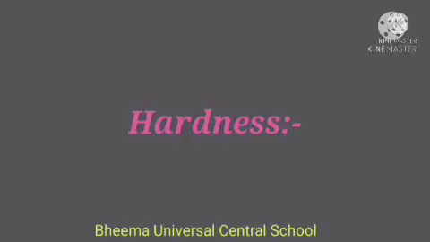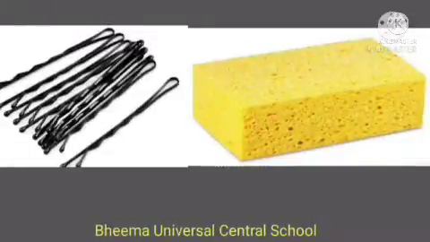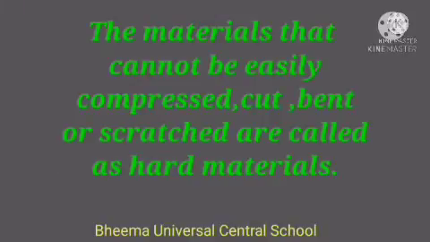Next is hardness. Look at the object and guess the following. Number 1. Which of the following substances can be pressed easily? Sponge can be pressed easily because it is soft in nature. Which one will scratch the surface of wood? Obviously, hairpins. The materials that cannot be easily compressed, cut, bent or scratched are called hard materials.